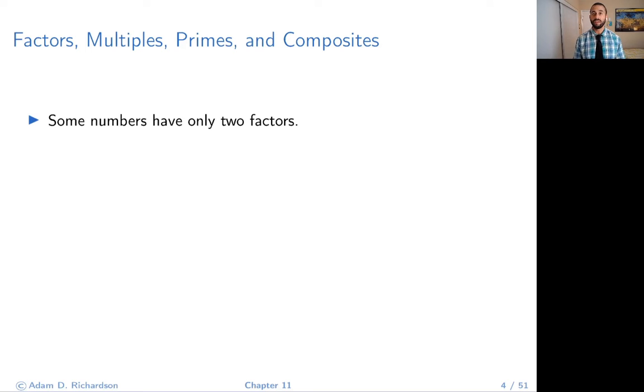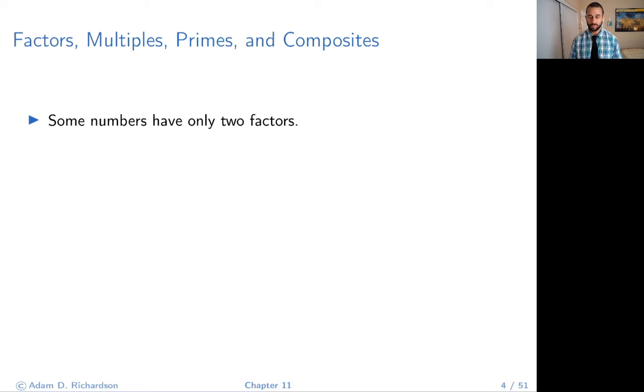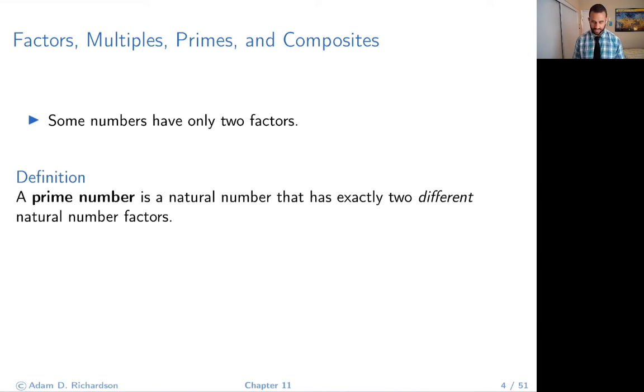So some numbers only have 2 factors. Which numbers do you think those are? Let me get my thinker ready here. What numbers do you think only have 2 factors? What do you think? That's right, it's the prime numbers. The prime numbers are the numbers that have only 2 factors. So let's see the definition. A prime number is a natural number that has exactly 2 different factors. The reason that we say it has to have 2 different factors is because we want to exclude the number 1. Let me give you some examples of prime numbers, and you'll see what I mean.